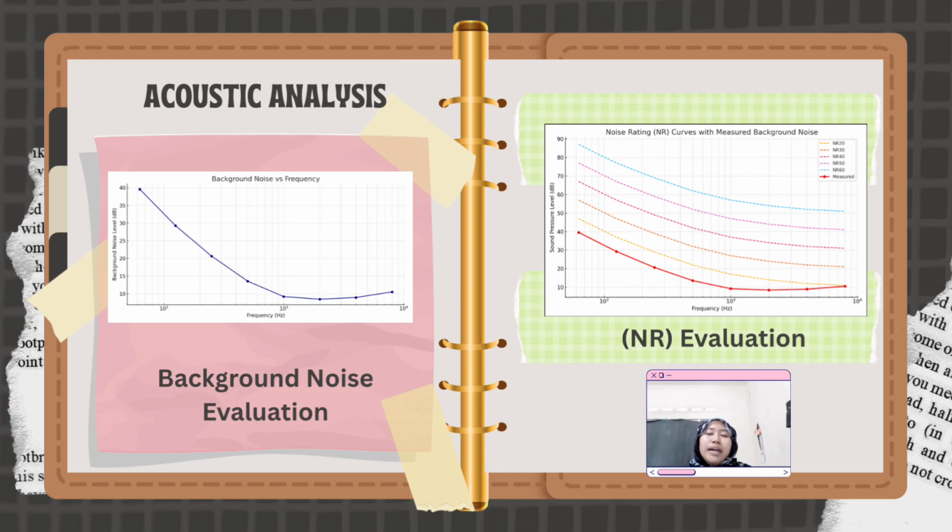But there was a slight increase in low frequency noise, especially around 63 Hz, but it didn't exceed the threshold. So overall, we can conclude that Dewan Kuliah C falls under the NR30 classification, which confirms that the room provides a suitable acoustic environment for its intended purpose.